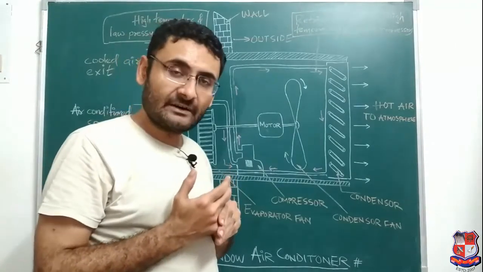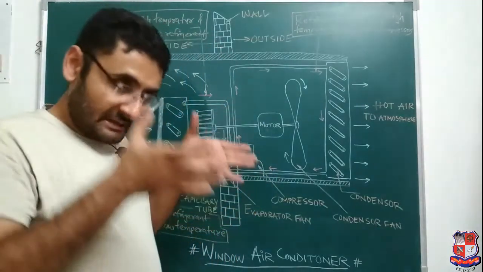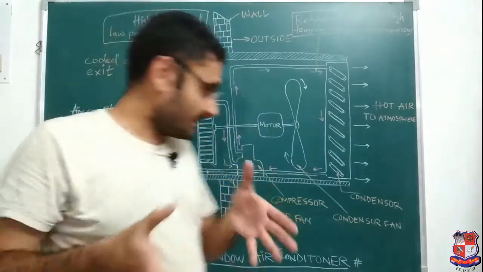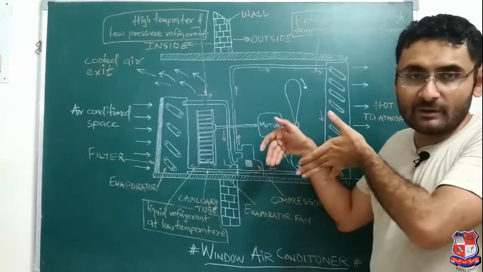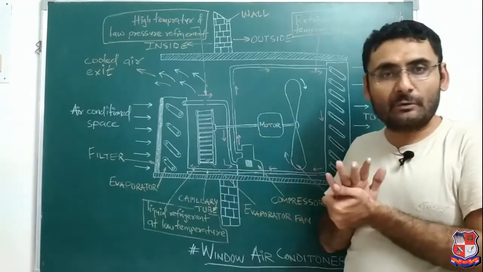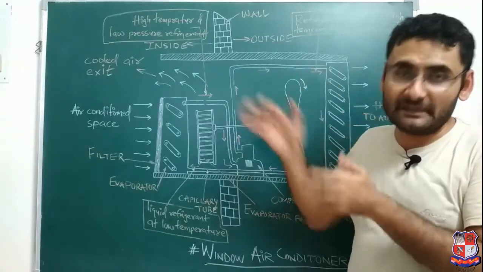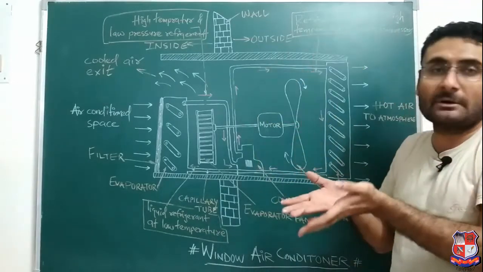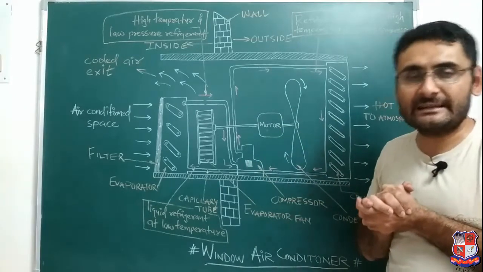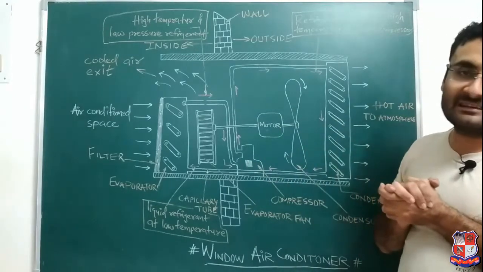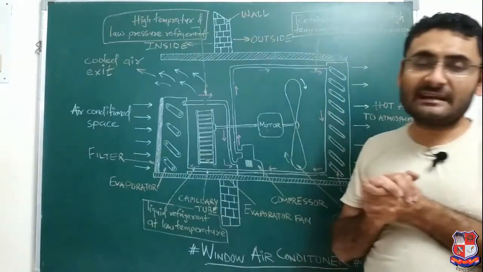Now the last disadvantage of this window AC is what? To install this type of AC in a room, what is required? A proper hole is required. That means you have to break the bricks of the wall and make one proper hole. Then only this type of window AC can be inserted, and then only you can use it. So these are the three limitations, you can say.